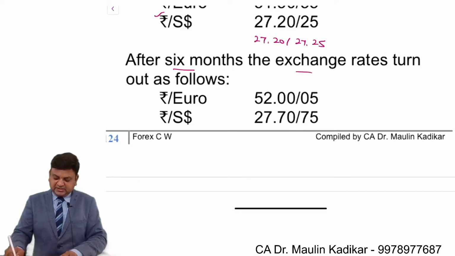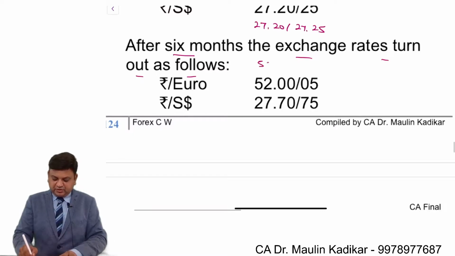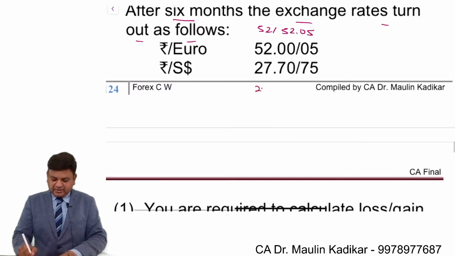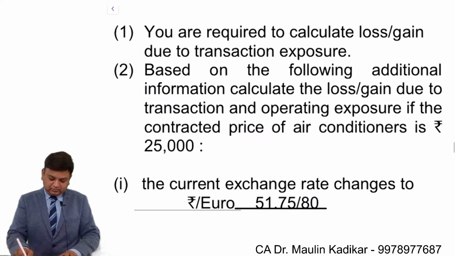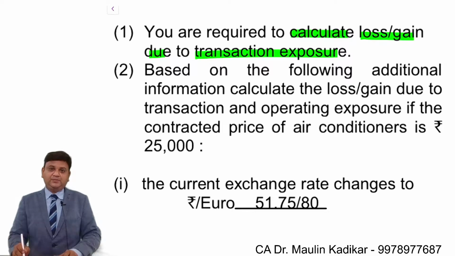After 6 months, the exchange rate turns out to be as under. So it is 52 slash 52.05, 27.70 slash 27.75 rupees per euro and rupees per Singapore dollar respectively. You are required to calculate loss or gain due to transaction exposure. That is the first question.